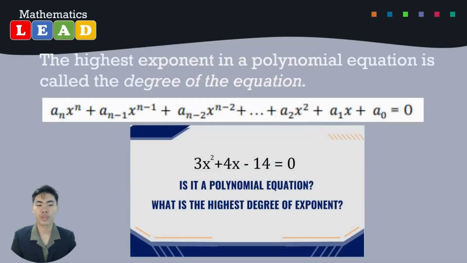Since everyone reviewed the laws of exponent and is able to distinguish a polynomial equation from not, let's now move on to identifying the degree of a polynomial equation. The highest exponent in a polynomial equation is called the degree of the equation. A polynomial of degree n in x is an algebraic expression composed of non-negative powers of x, or non-negative integers as the exponent.